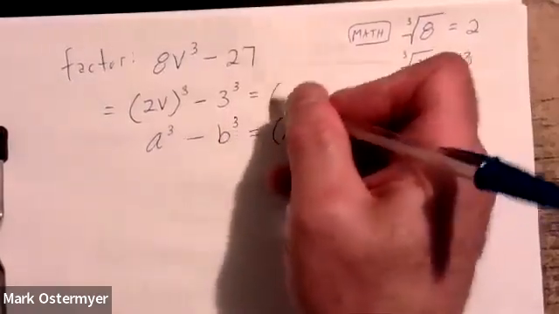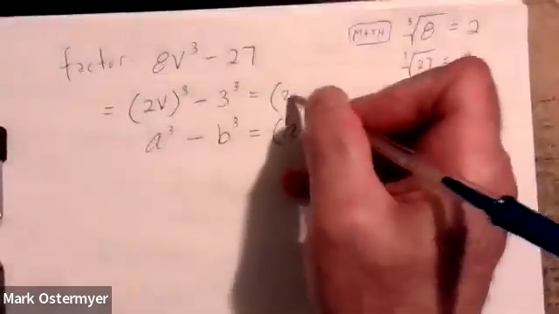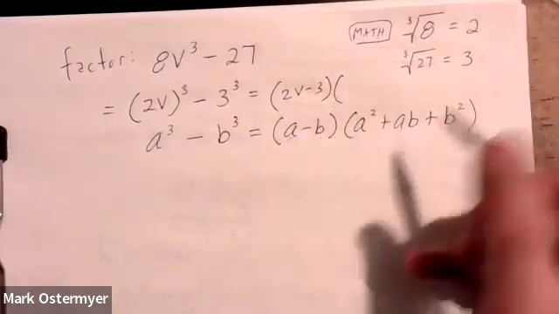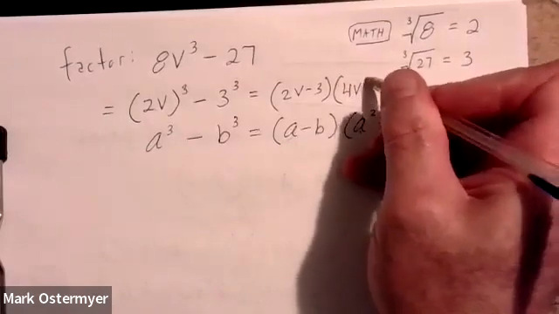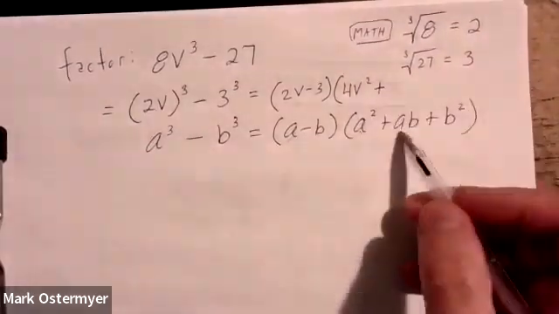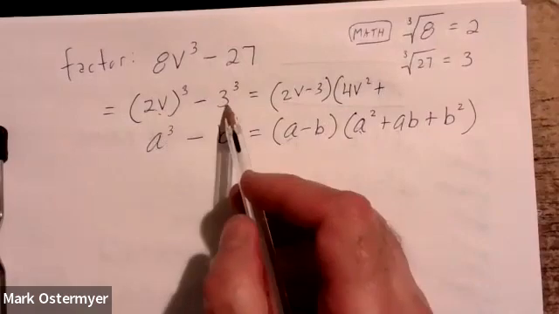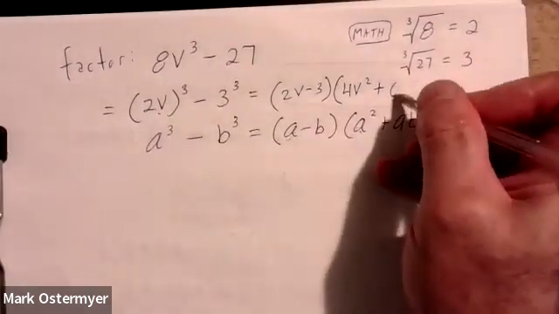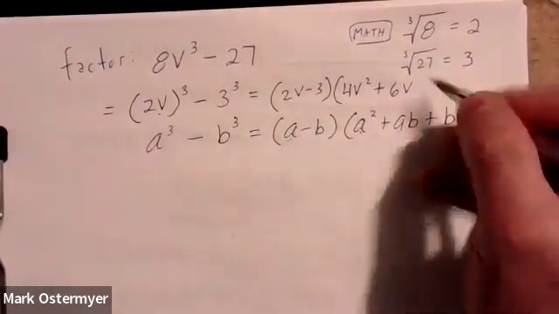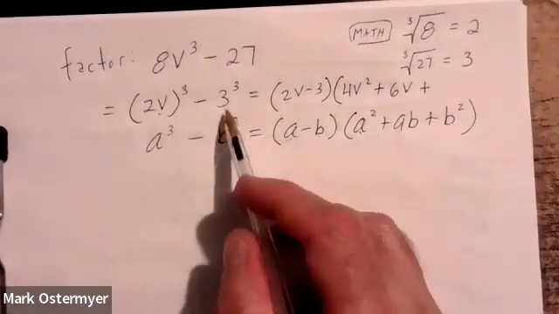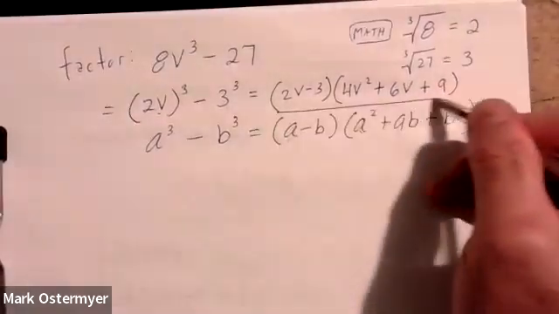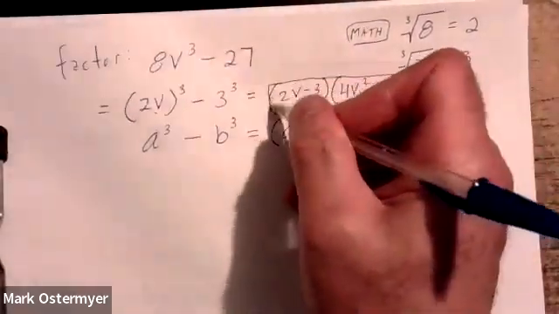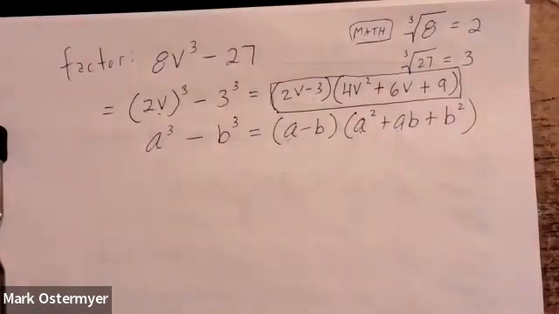So here we go. This factors into A minus B, which is to say 2v minus 3, times 2v squared. What's 2v times 2v? That would be 4v squared, plus A times B, which is to say 2v times 3. 2v times 3 is 6v, plus B squared. B is 3, so what's 3 squared? 3 times 3 is 9, and there you go. This would be the factorization of that binomial being the difference between perfect cubes. That would be the correct factorization.